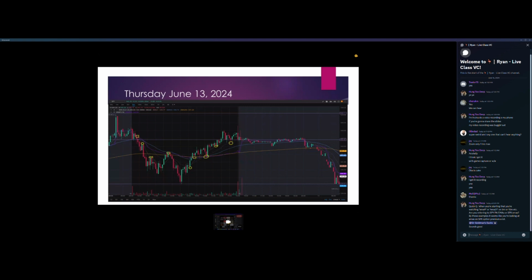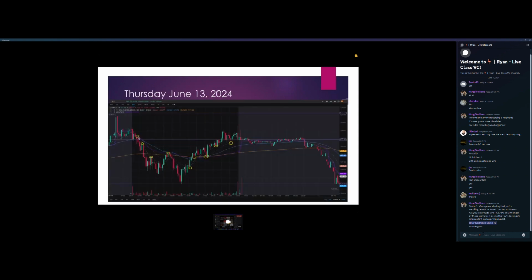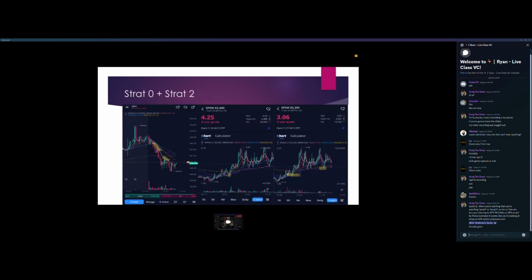Let's get into XPX. So, this was not an official trade. I didn't make a trade on this, because I would have mentioned an actual alert. If it says actual alert, I actually made the trade. If it just says strat 0, strat 2, it's a play that we could have made, but we didn't. So, going all the way back to here, I mentioned that this is a perfect entry. Here is the entry right here.